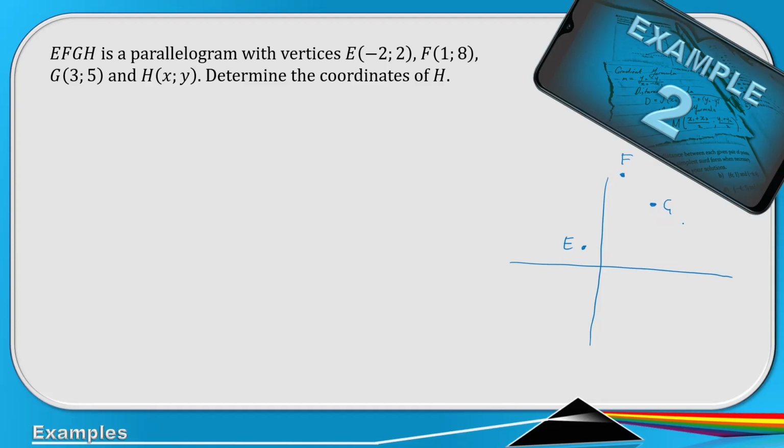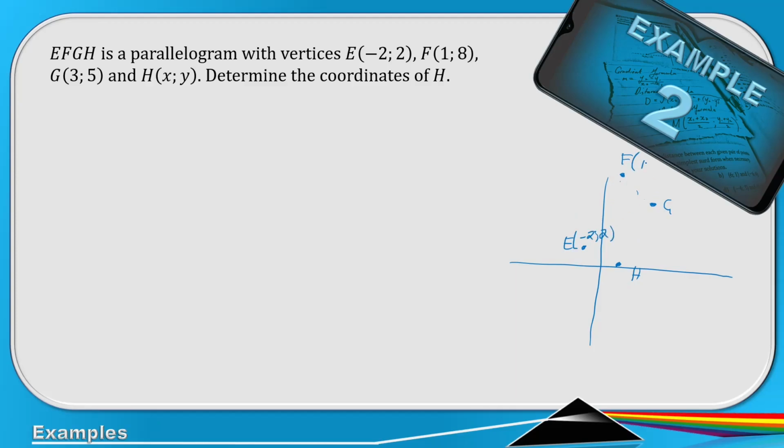Okay, so we don't know where H is, but if we're given that it's a parallelogram, we can see what's going to form our parallelogram. The point must be somewhere around here. Okay, so let's just write in our coordinates, because that's going to make our calculation easier.